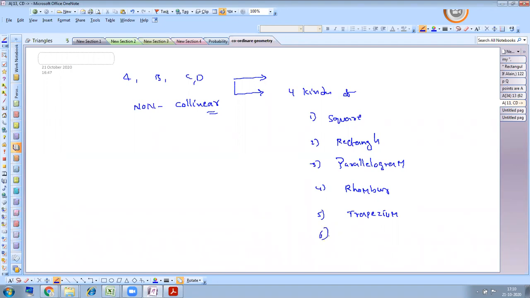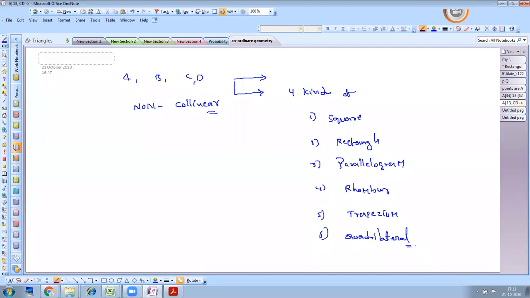Any others? Quadrilateral also I can say. Quadrilateral means it is not a square, rectangle, parallelogram, rhombus or trapezium. It is some other shape, just formed by four lines. It's a closed figure with 4 lines.